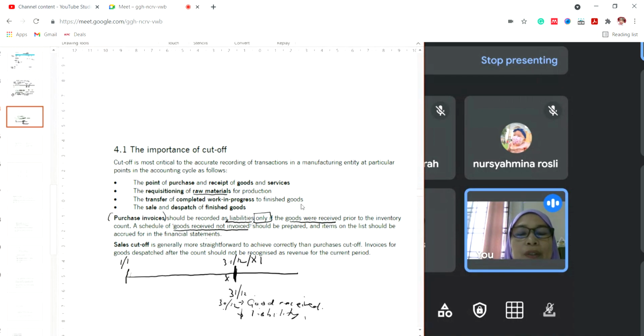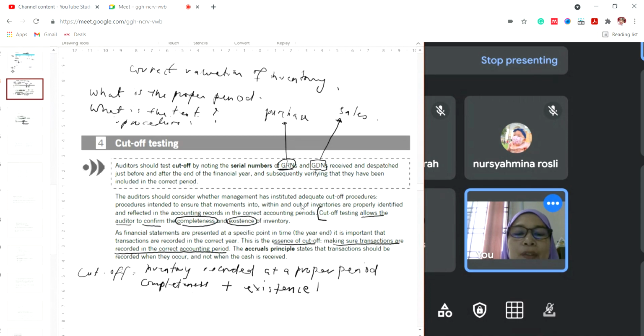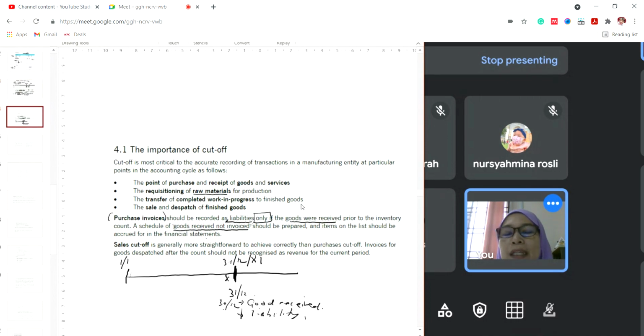Why? Because of the accrual principle. The transaction should be recorded when they occur, not when the cash is received. So it occurred already on 30th December. So even though the purchase invoice has not been received by the company, what should the clerk do? The schedule of goods received not invoiced should be prepared.